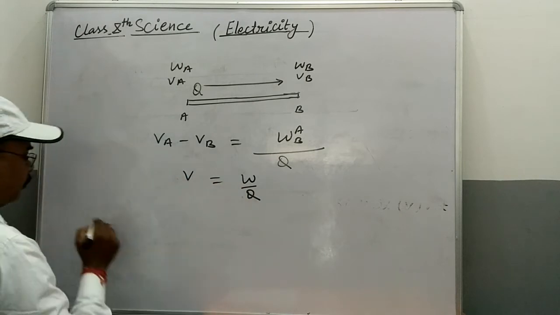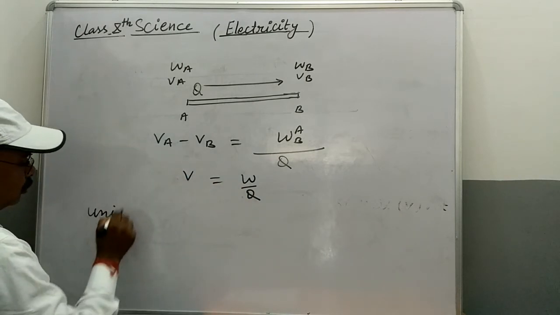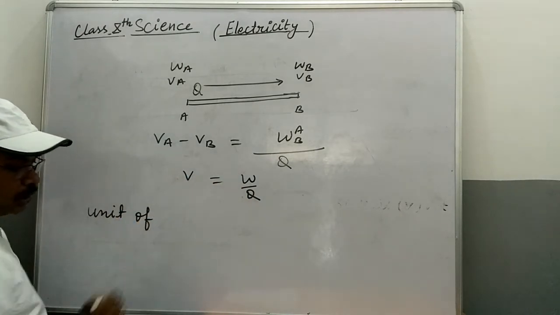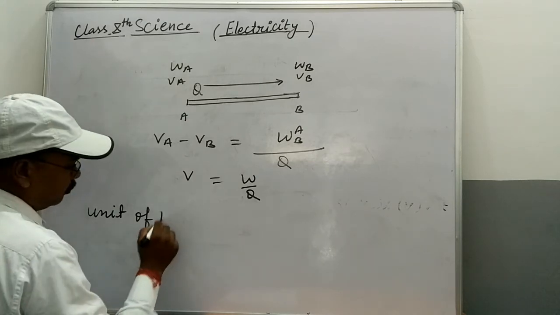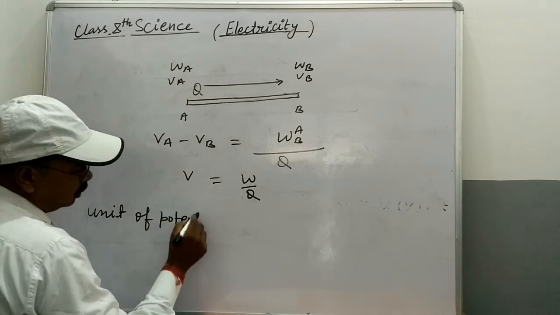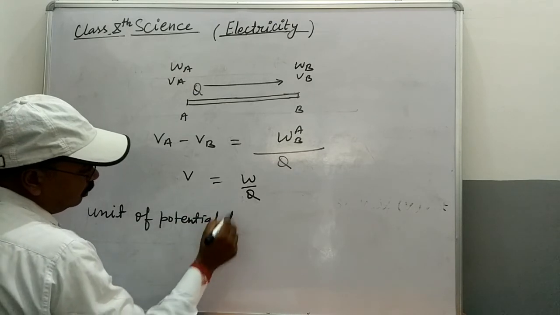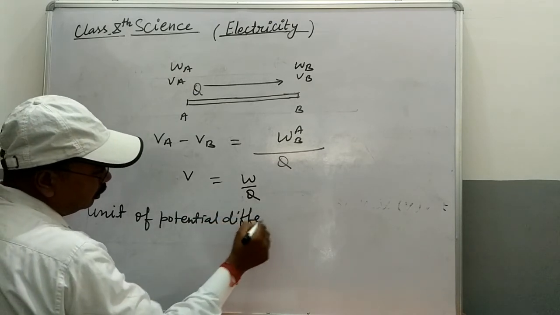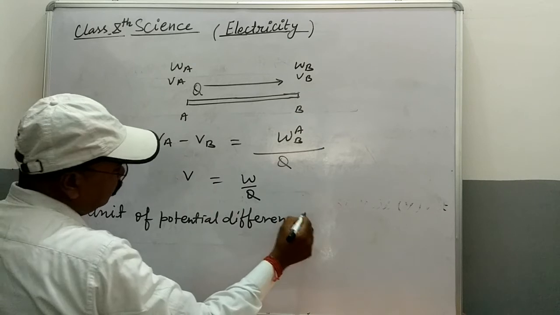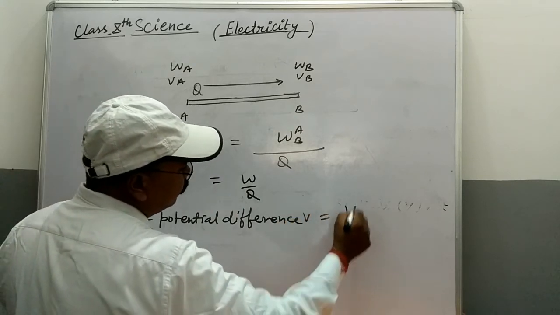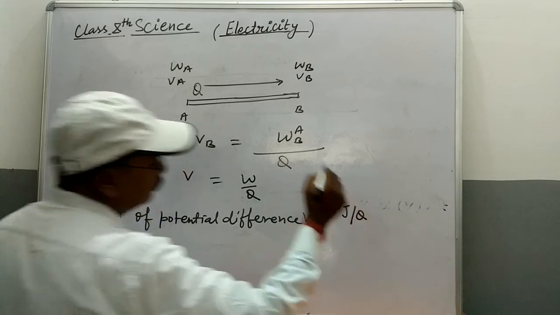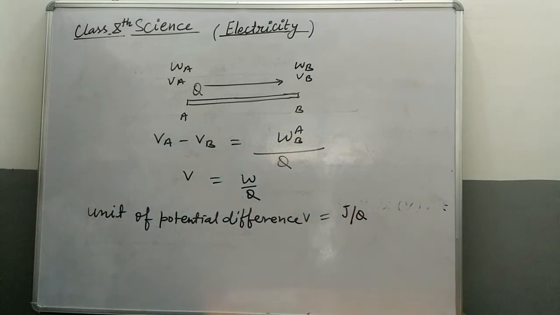The unit of potential difference V is joule per coulomb.